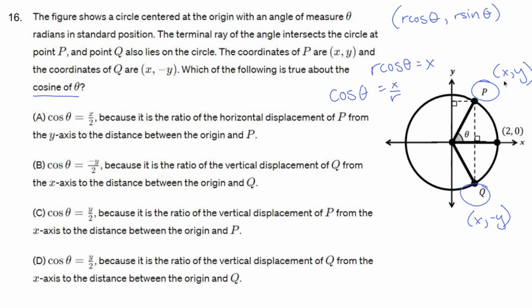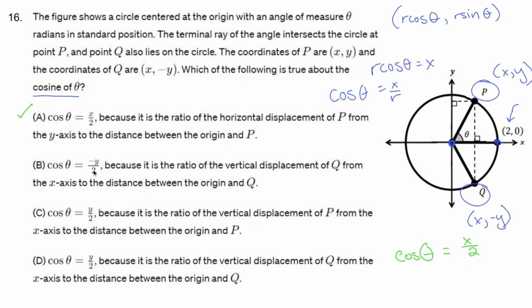Now, what else do I know? Well, x is x. That doesn't help me. But that 2 means I go from the origin all the way out to 2. That's a radius, which means r is 2. So I can write this as cos theta equals x over 2. That's what I have so far. Let's see if we can figure this out. So cos theta equals x over 2, so let's bookmark that for a second.